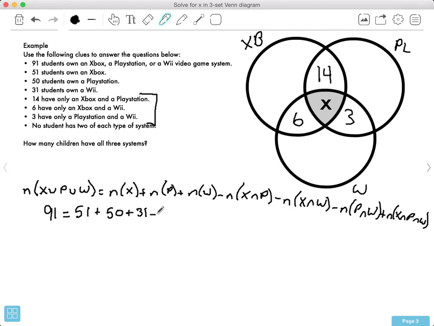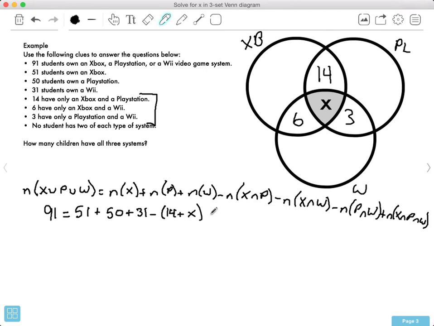I want to subtract the number that have an Xbox and a PlayStation. Well, that is this football shape here. That's the total number that have an Xbox and a PlayStation. Notice it doesn't say Xbox and PlayStation only. That includes students who have only an Xbox and a PlayStation, and students that have an Xbox and a PlayStation and a Wii. So that number is, and I have to put this in brackets, 14 plus whatever X is.